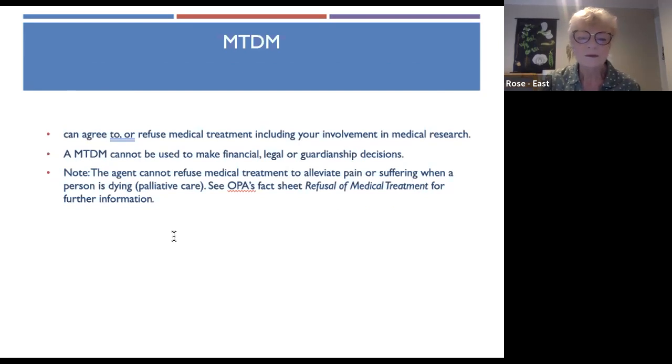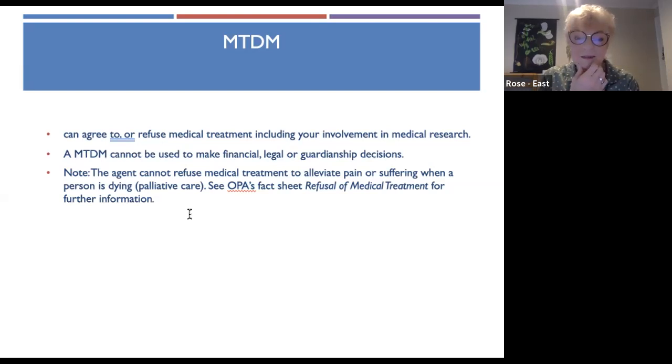Now, forgive me if I didn't check this slide. There are a couple of things that may not be relevant here, given the updated Act. So the medical treatment decision maker can agree to or refuse medical treatment on your behalf. They can't be used to make any decisions on financial, legal or guardianship matters. It's purely medical decisions that they are in charge of.